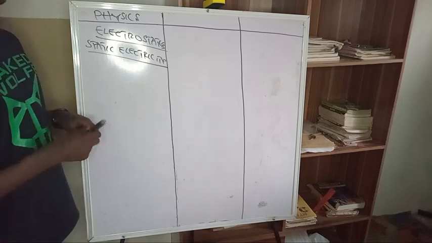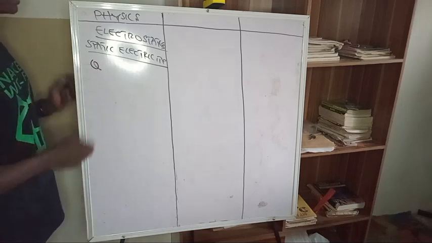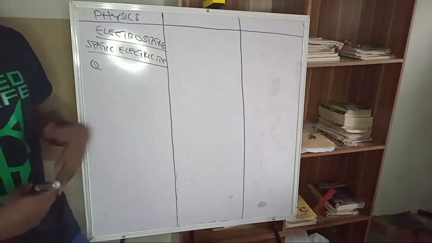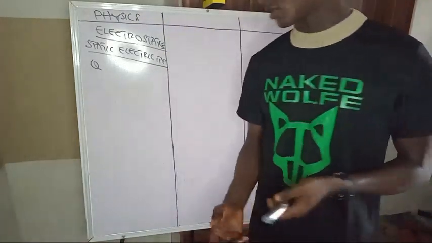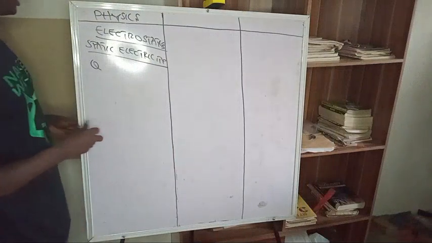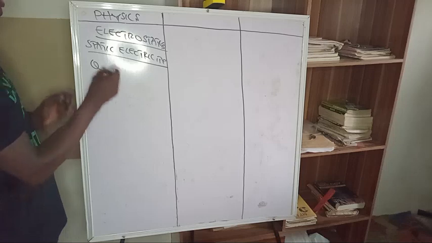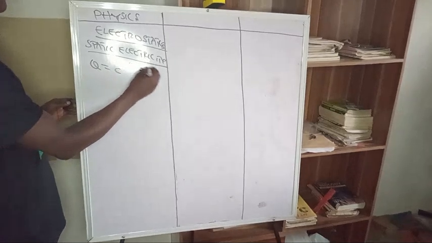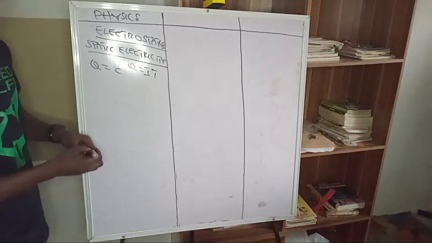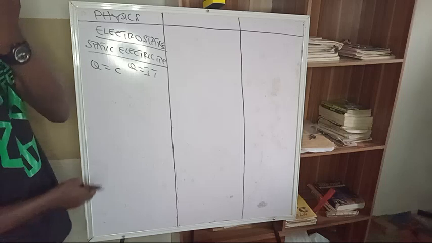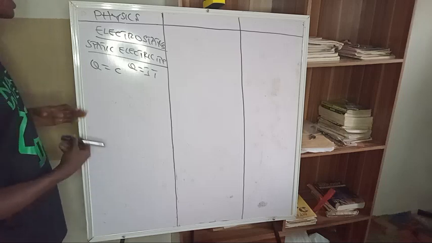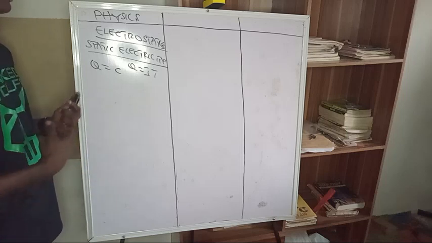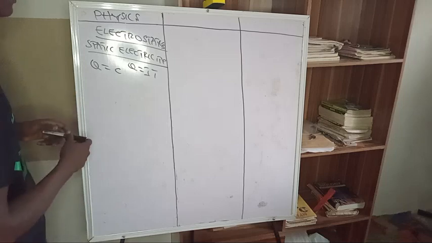Now, let's look at the concept behind charges at rest. When you talk about charges, I've said in the first video that charge has the symbol Q, and it is defined basically as the rate of flow of electric current. It is measured in coulombs, so Q is equal to I times t, from electrolysis, current multiplied by time. When you come to static electricity, you are talking about the study of charges at rest. So let's see the concept behind that.